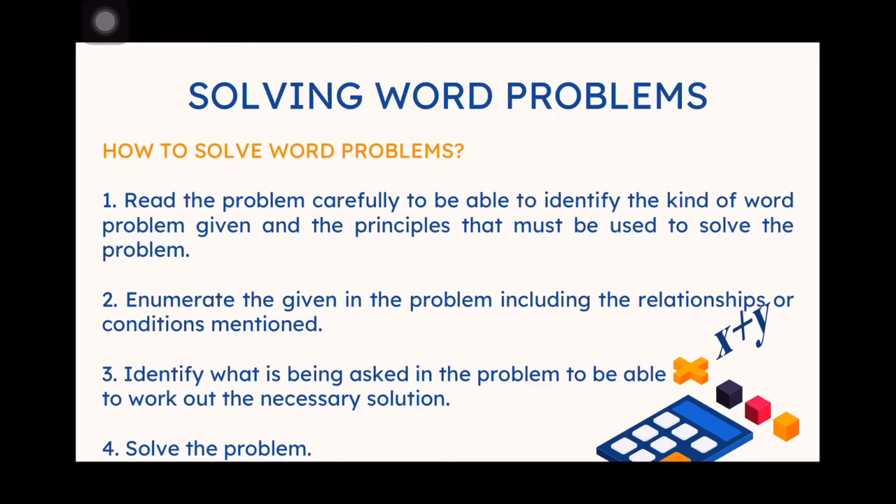Number one is, of course, that we read the problem very carefully so that we'll be able to understand what the problem is saying, what the problem is all about, and be able to identify the kind of word problem that is given to us. We have different kinds of word problems, like number problems, digit problems, mixture problems, work problems, motion problems. So it's very important that we are able to classify the given problem so that we can pull out the necessary principles that we need to use to solve it. Okay, so number one is we read it carefully and identify the kind of problem.